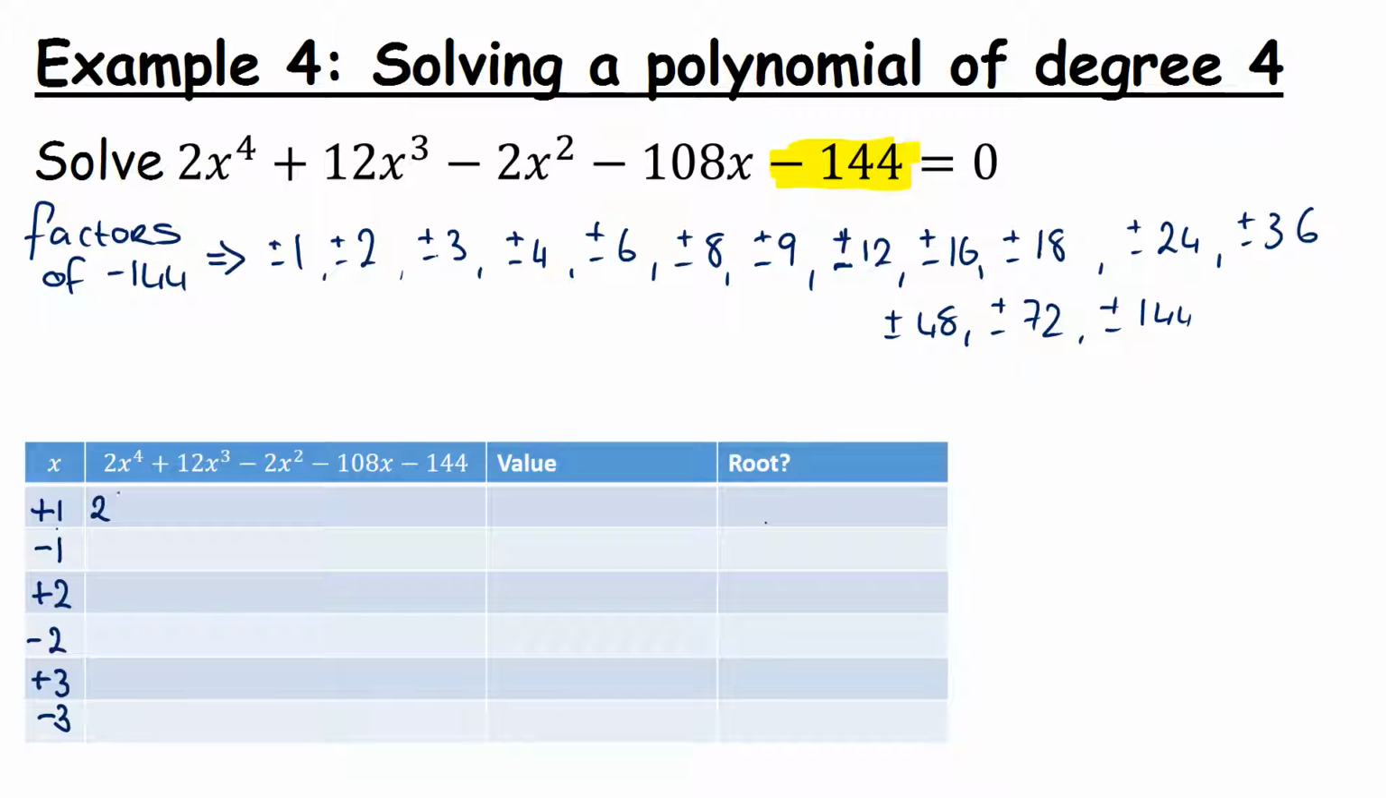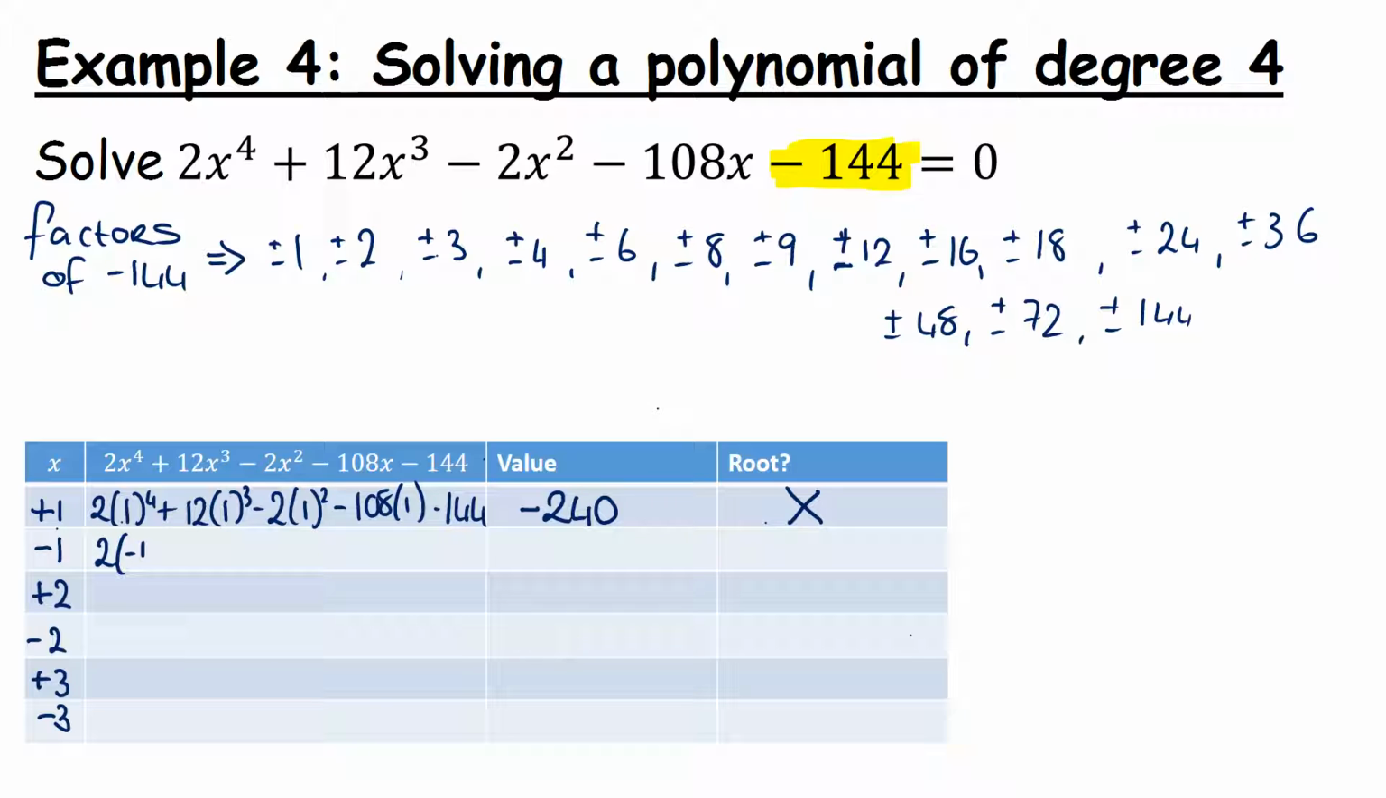So we'll have 2 by 1 to the power of 4, plus 12 by 1 to the power of 3, minus 2 by 1 squared, minus 108 by 1, minus 144. So when we evaluate that, that works out at 240. We are trying to make sure that it equals 0, so this is definitely not a root. So let's work with -1.